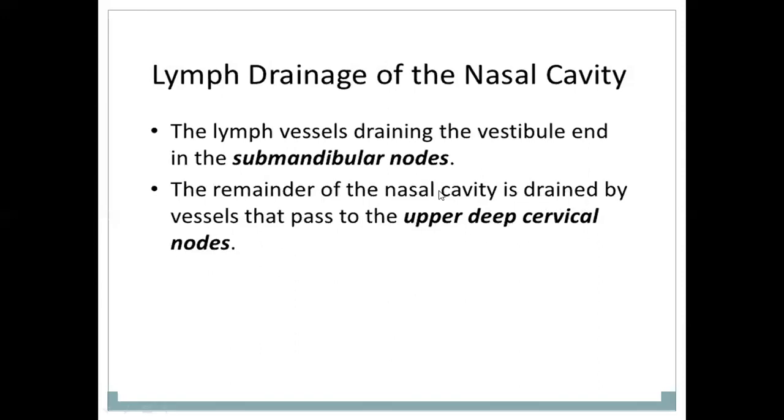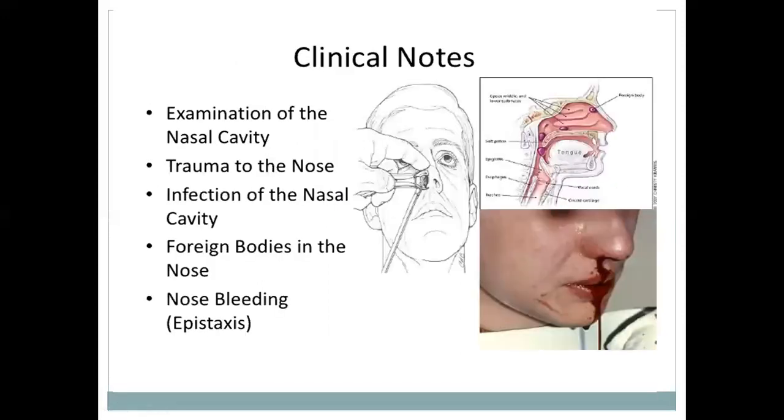The upper deep cervical nodes receive the remaining areas of the nasal cavity. The lymph of the vestibular area drains into the submandibular nodes. So which is the vestibular area? The cavities inside the nose, covered by modified skin and hairs. How do we examine the nasal cavity? We have a specialized speculum by which we examine the nasal cavity, and this is the vestibular area inside the nose, covered by modified skin and nasal hairs.